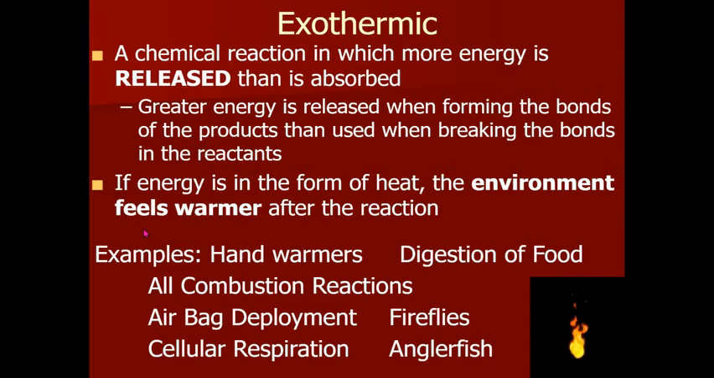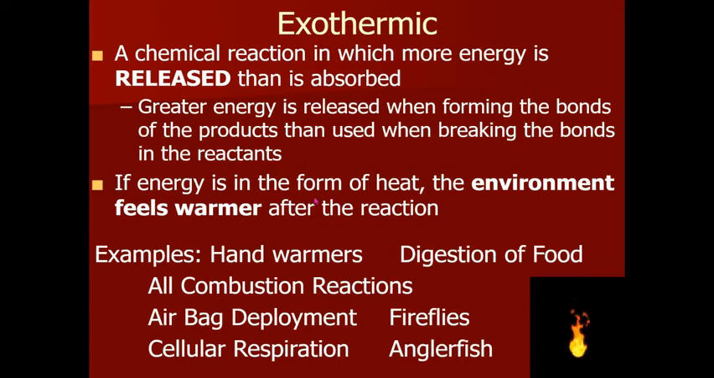Exo means out, thermic means heat. So in this kind of reaction, more energy is released than is absorbed. In this case, remember there's two steps: bond breaking and bond forming. Bond breaking is an endothermic or energy absorbing process, and bond forming is an exothermic or energy releasing process. So, in an exothermic reaction, more energy is released than is absorbed.